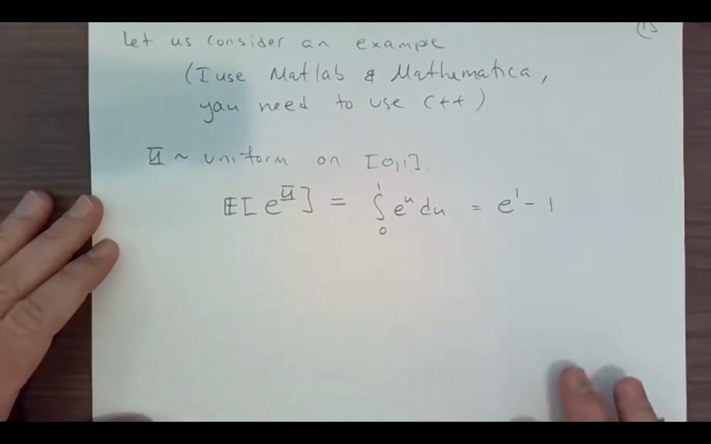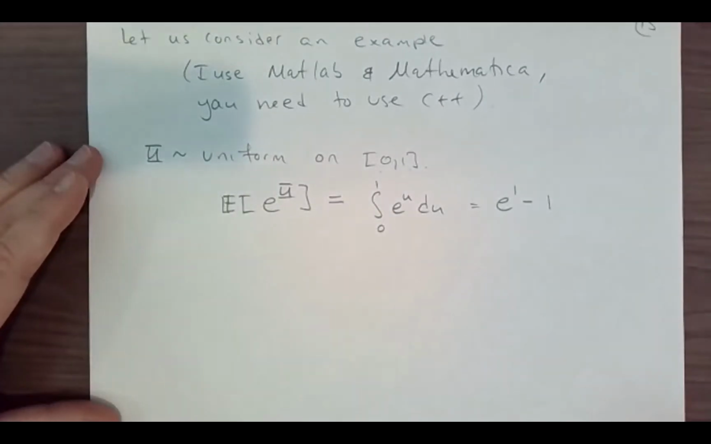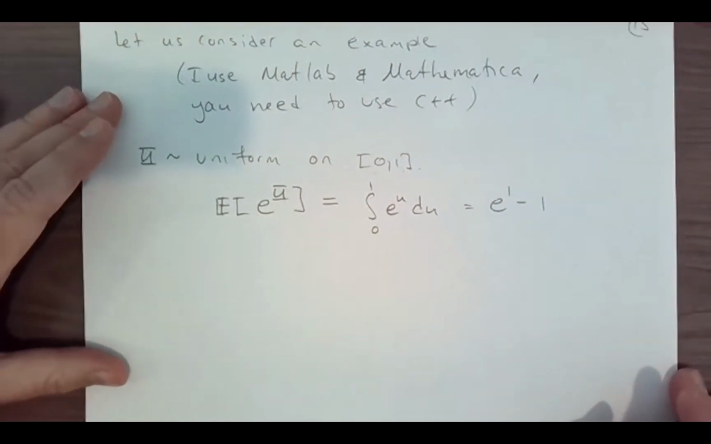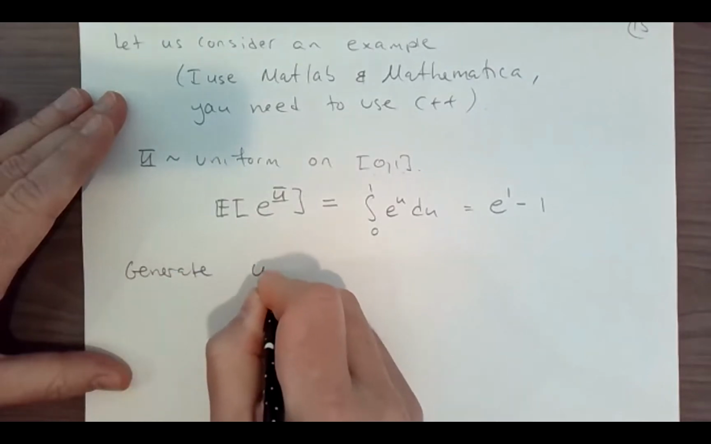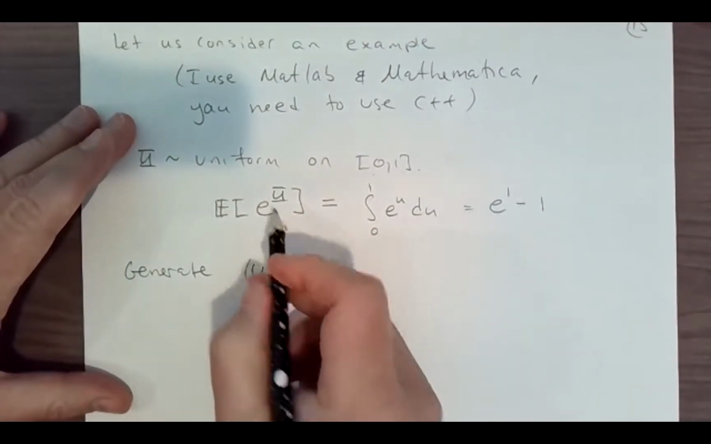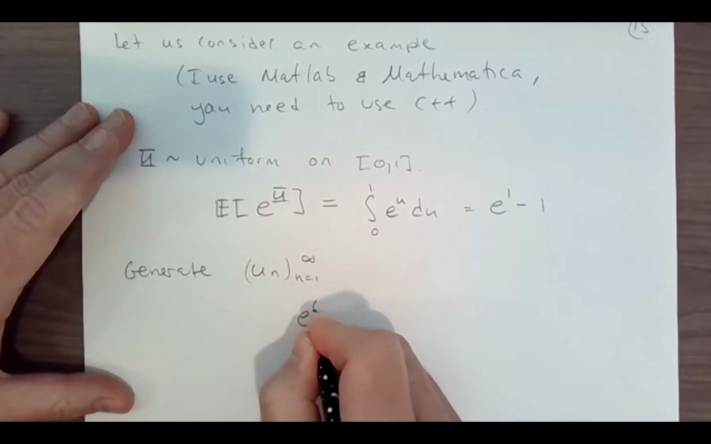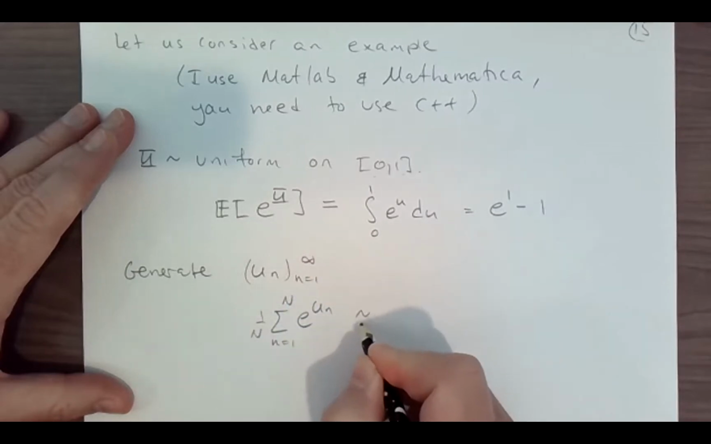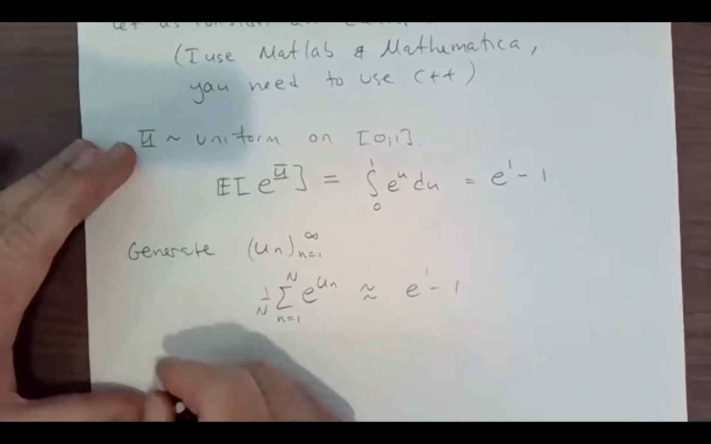Right, but what we're interested in is how to calculate this value on the right-hand side, or approximate it by using simulation. So what we're going to do is generate U_n. We're going to generate the U_n, and then we're going to be looking at the average. So that will be e to the U_n, sum them, and take the average. That's going to be our approximation for e to the 1 minus 1. And we're going to be looking at confidence intervals.